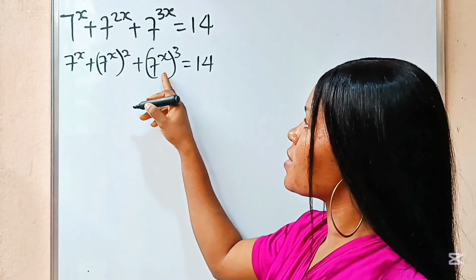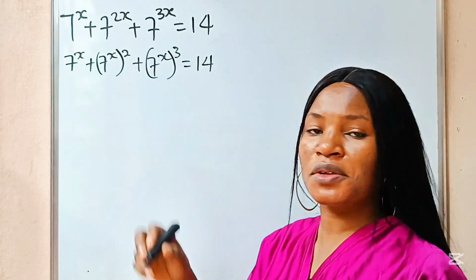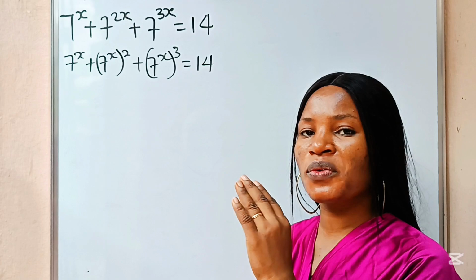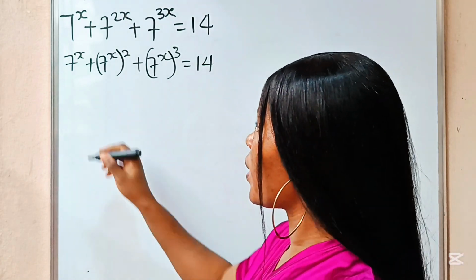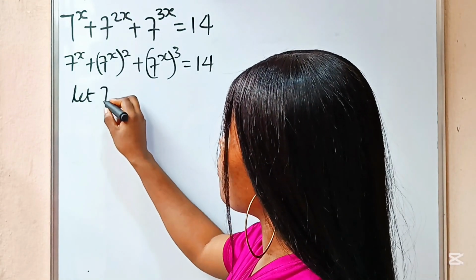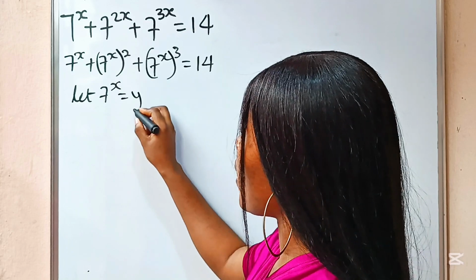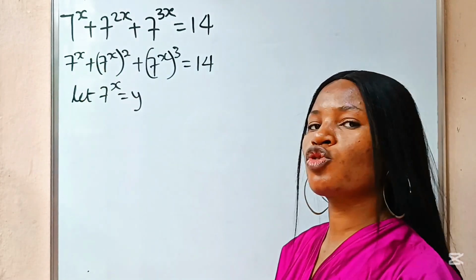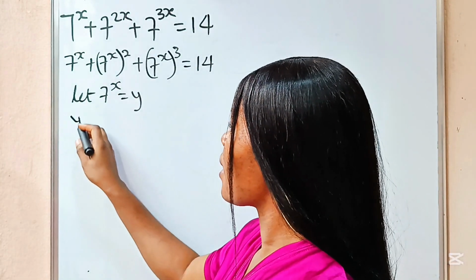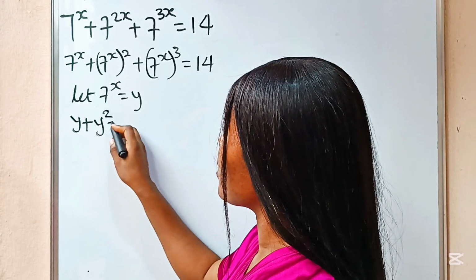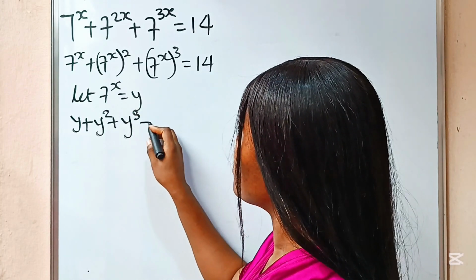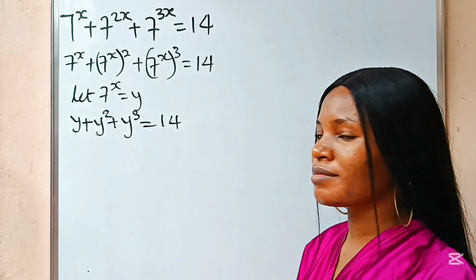Okay, since we have 7 to the power of x repeated, let's simplify this equation by calling it something. So we can say let 7 to the power of x be equal to y. So that makes this y plus y squared plus y cubed is equal to 14.